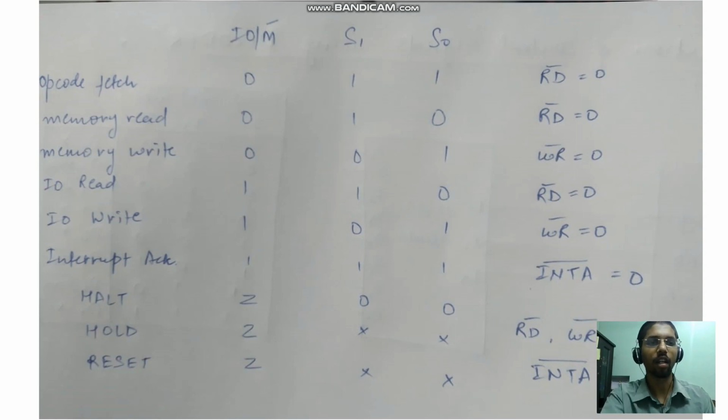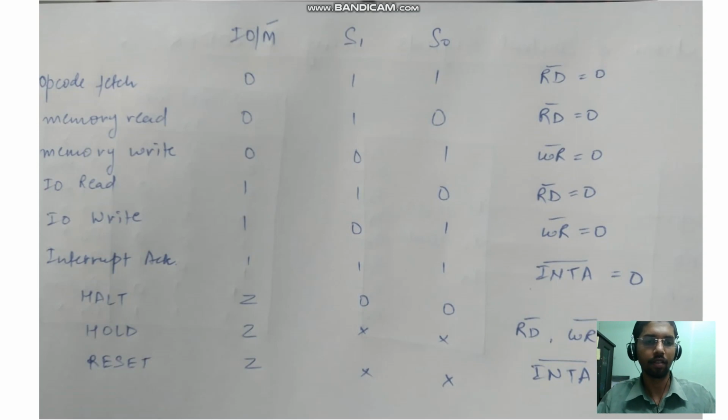Then the input/output read operation is performed. That means IO/M bar is 1, S1 is 1, S0 is 0, and then the read operation will be performed. Similarly, input/output write will be performed in this way. And then we go to interrupt acknowledgement. In the case of interrupt acknowledgement, IO/M bar is 1, and S1 is also 1 and S0 is also 1. In this case, INTA bar, interrupt acknowledgement bar, is equal to 0.